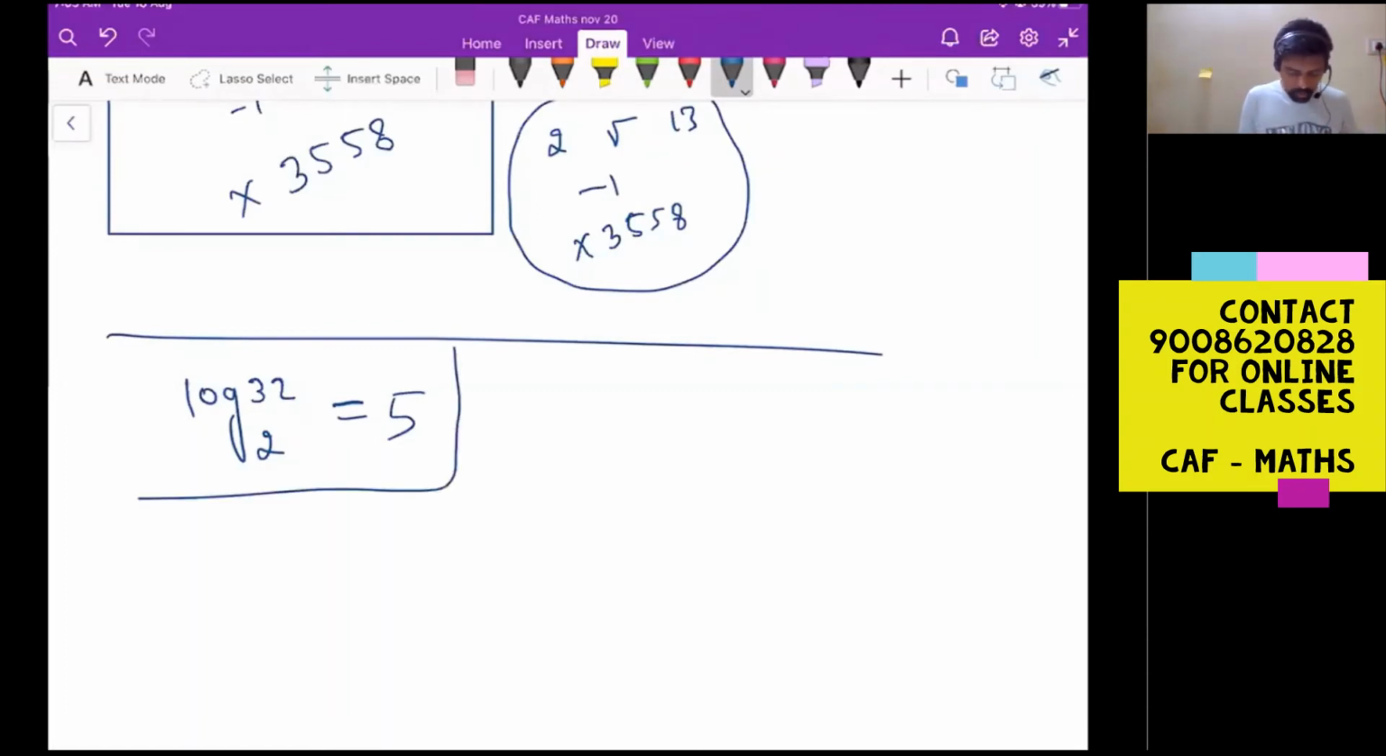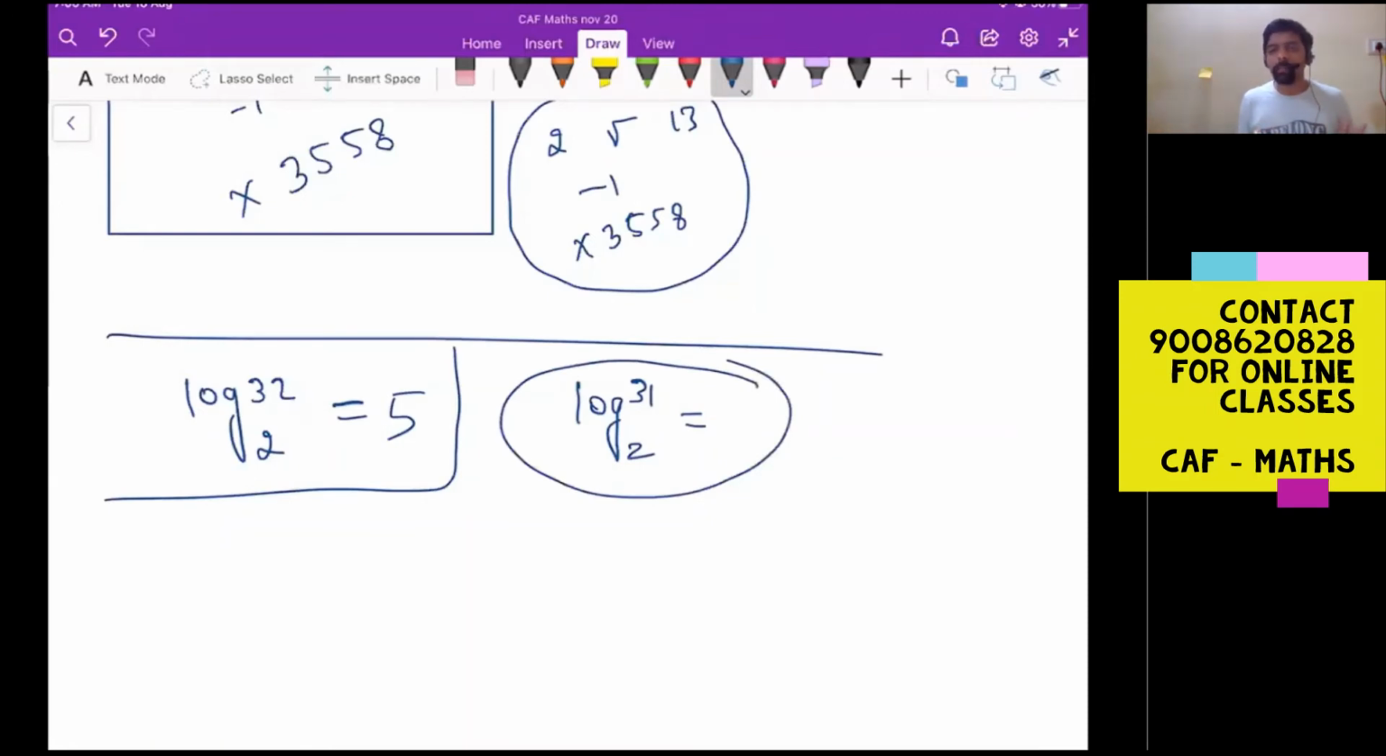So now, log 31 to the base 2. What should be the exponent for 2 such that the number becomes 31? 2 to the power, what should I write? What should be the exponent? Now you tell me, can you find out this using the inspection method? Log 31 to the base 2. Quickly chat in to me, yes or no?